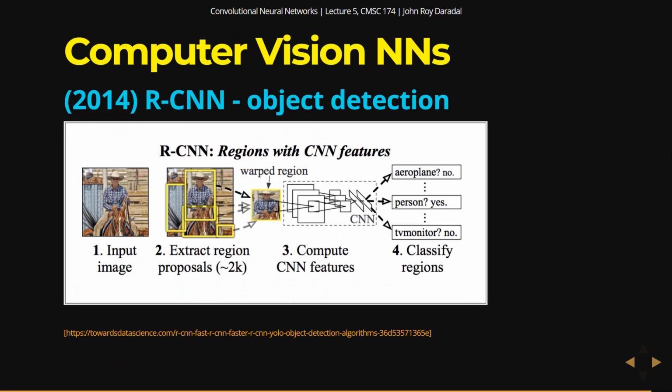Now, of course, CNNs are not just limited to classification. So there are other computer vision neural networks like the RCNN for object detection. So RCNN stands for regions with CNN features. Okay, so it kind of looks at an object and focuses on some regions to detect the object of interest.